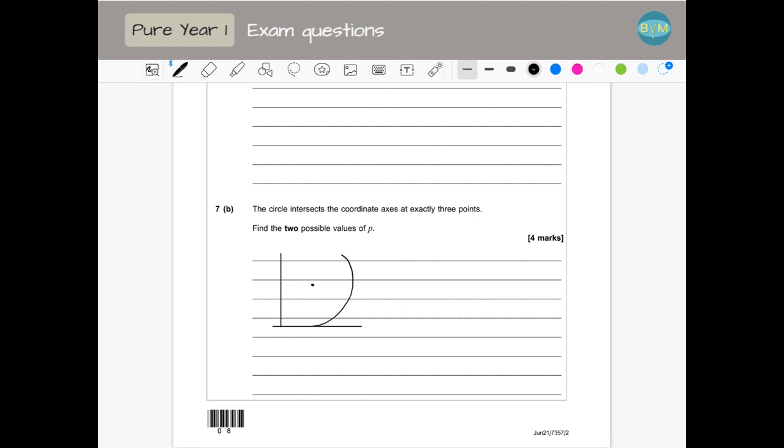So if we have the circle doing something like this, that would be 1, 2, and 3 points. But if it's tangent to this one, it won't touch the other one. This is one possibility, and another possibility that is difficult to think of, I think for many of us, is that it can pass through the origin. So we have our point here, and we have a circle that passes through the origin. That would be another option, because again we have 1, 2, and 3 points. That's why they ask for 2 possible values of p, because this is going to be one and this is going to be the other.